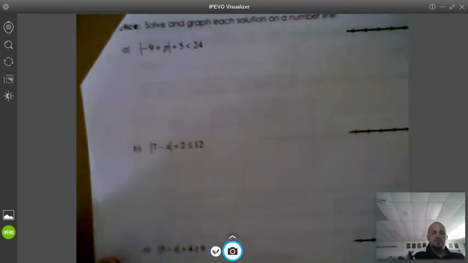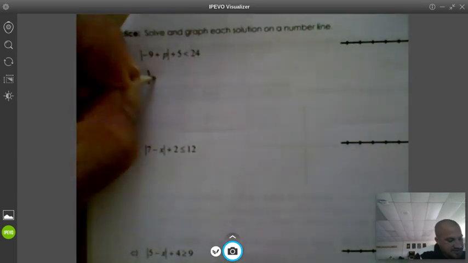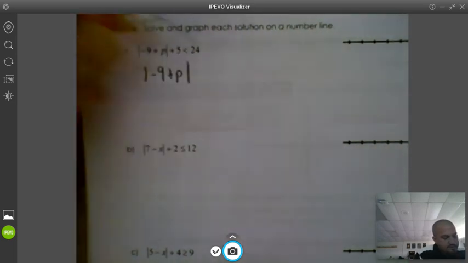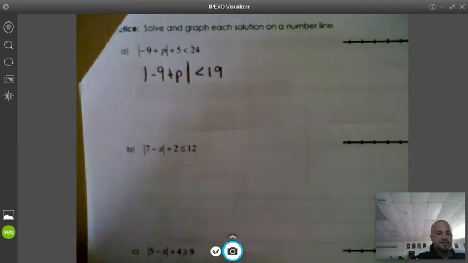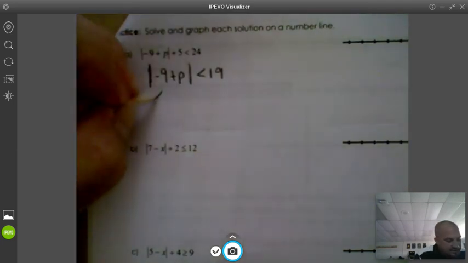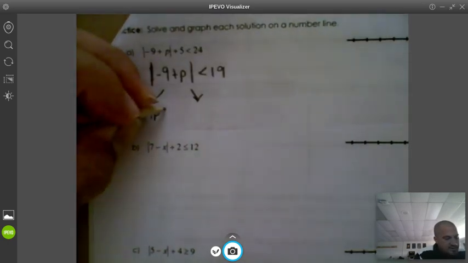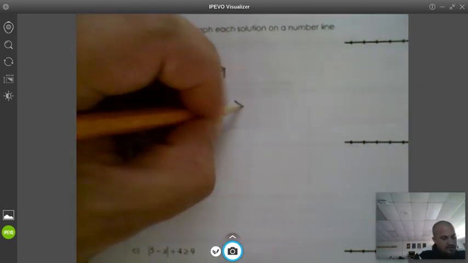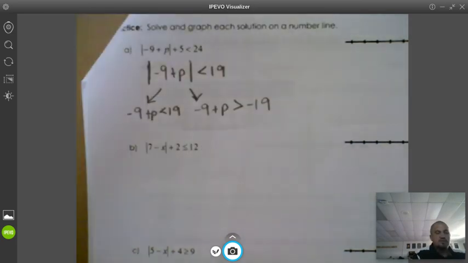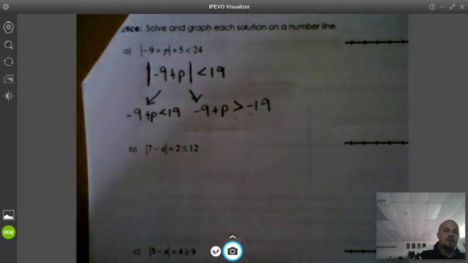So the first one, the absolute value of negative 9 plus p, and then plus 5 is less than 24. I'm going to subtract 5 first because I want to isolate absolute value by itself. So I've subtracted 5. 24 minus 5 gives me 19. So I have the absolute value of negative 9 plus p is less than 19. So I'm going to write negative 9 plus p is less than 19, and I'm going to write negative 9 plus p is greater than negative 19. So again, remember, I flipped the sign and the number. And that's how I write my two inequalities.